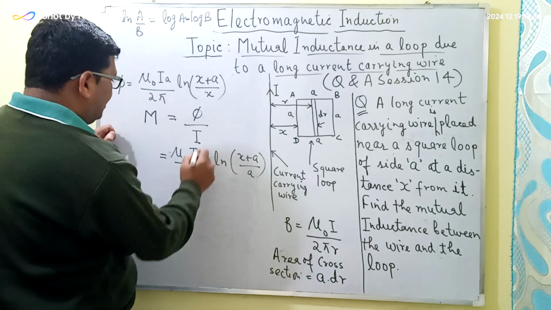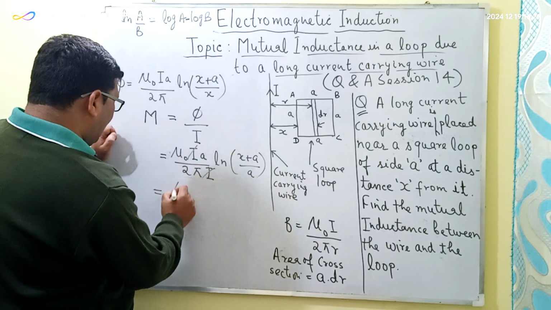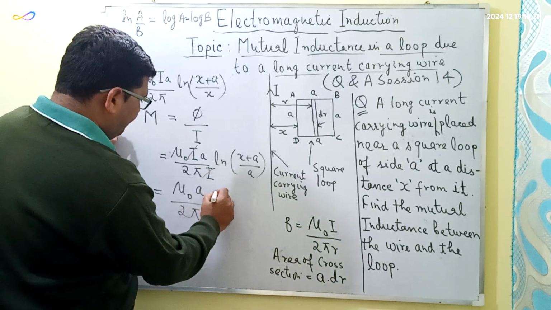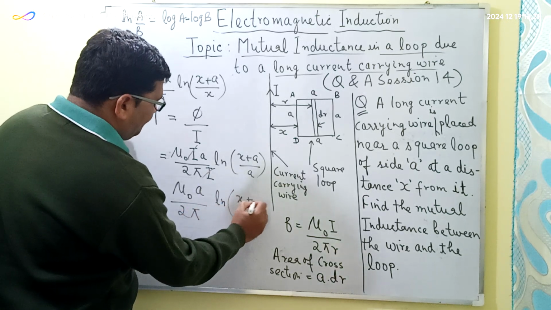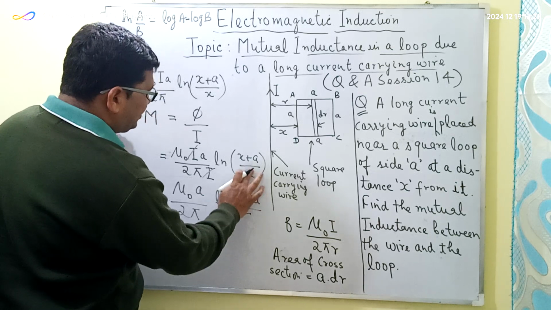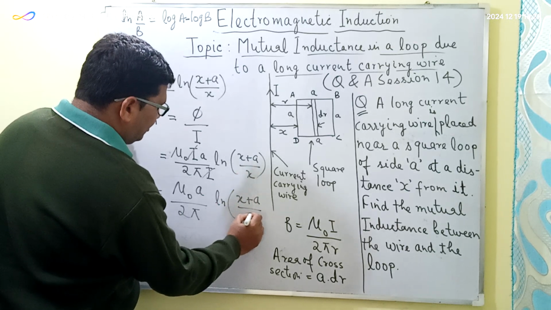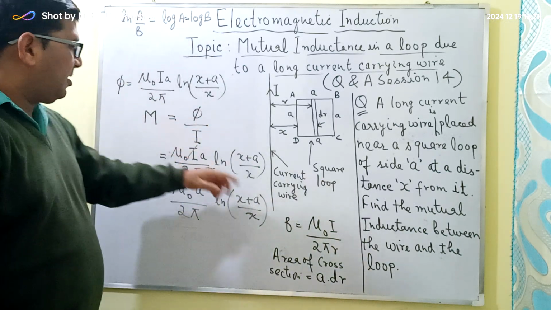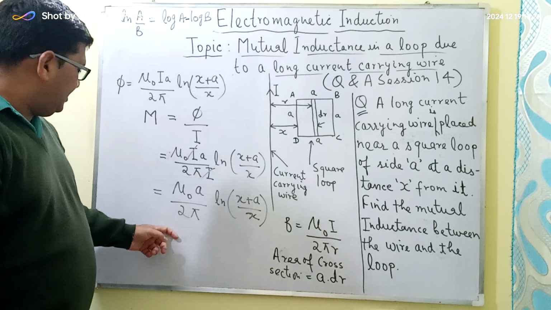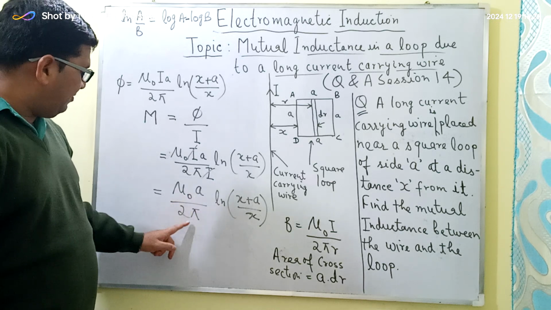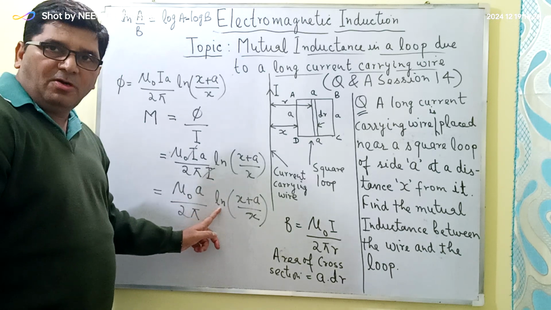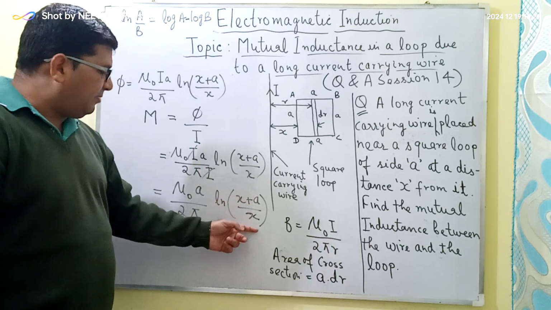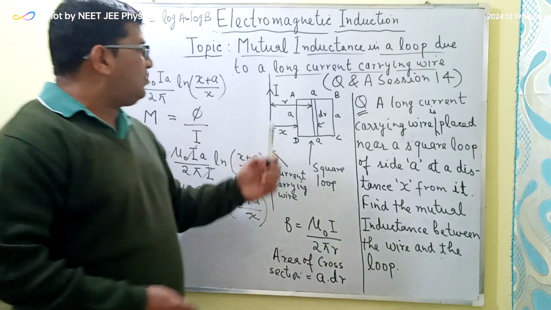So this I and I will get cancelled out, and finally the answer will be mu naught a upon 2 pi log x plus a divided by, sorry, this is x. So this is the answer, that is the mutual inductance between the wire and the loop will be equal to mu naught a divided by 2 pi into the natural logarithm in bracket x plus a divided by x.